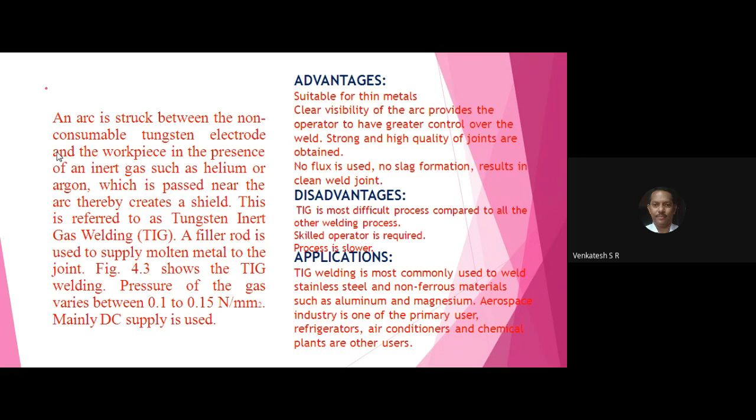This welding process is referred to as tungsten inert gas welding. Tungsten inert gas welding. In bracket, write down TIG.